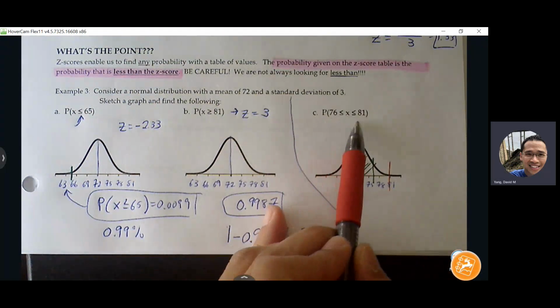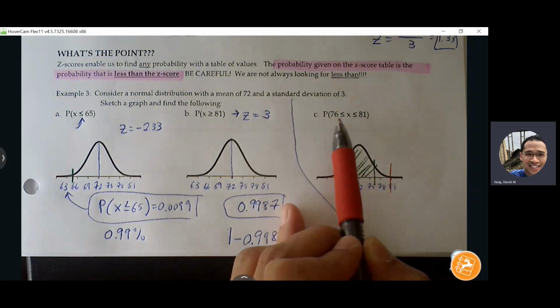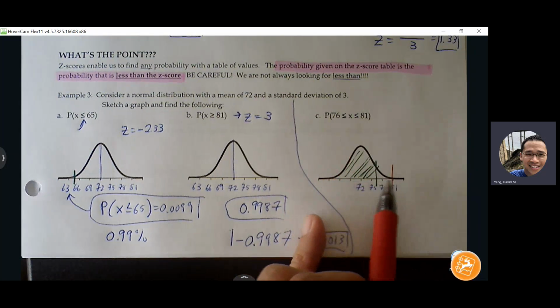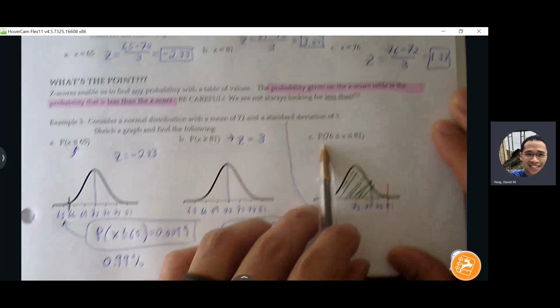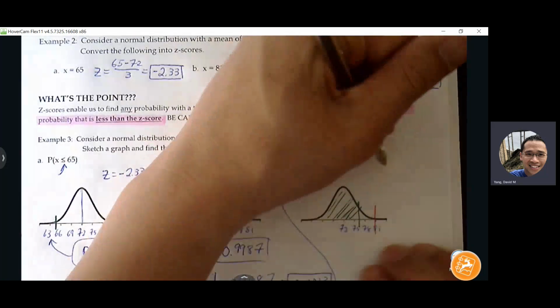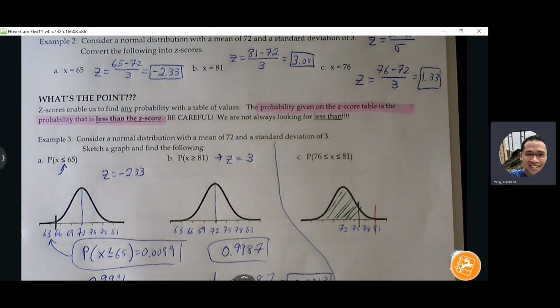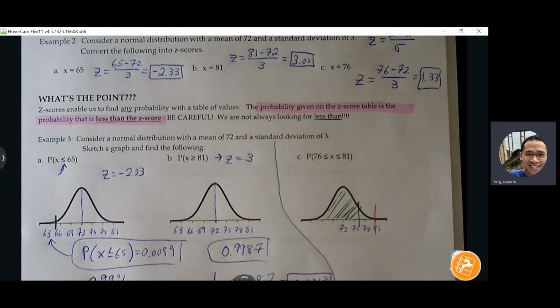So how do we resolve the two z-scores that we get? Anytime you're looking for something between two z-scores, you can just subtract those values. If you subtract those values, you'll get the range that you're looking for between your z-scores. So the z-score for 76 is 1.33. But sorry, let's find each of the probabilities first, and then we can subtract. We don't want to subtract the z-scores; we'll subtract the probabilities.